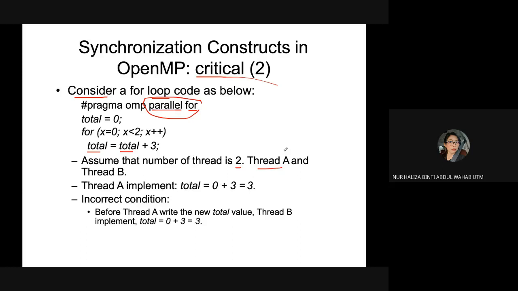You need to assume that the number of threads is 2, which is thread A and thread B. Thread A implements this one: total equal to 0 plus 3, which is equal to 3. In an incorrect condition, before thread A writes the new total value, thread B implements total equal to 0 plus 3 equal to 3. So this is the incorrect condition.